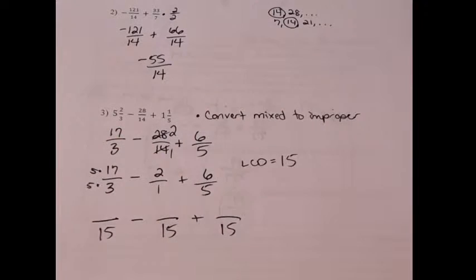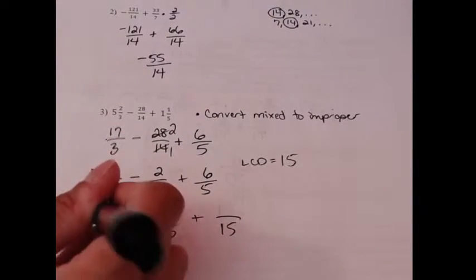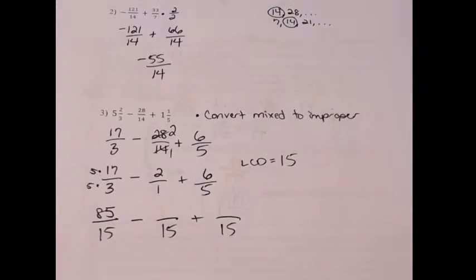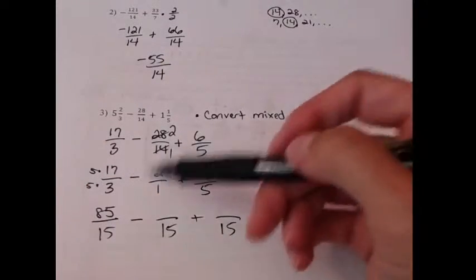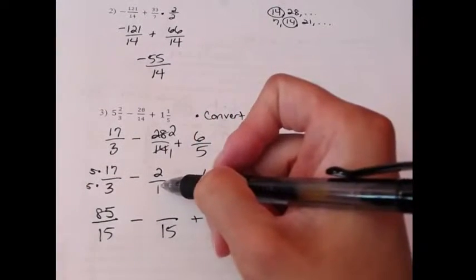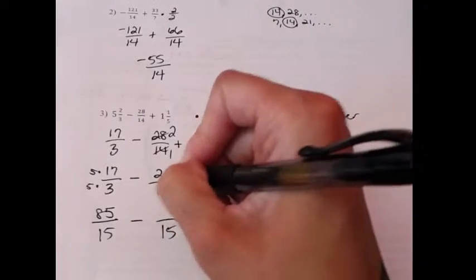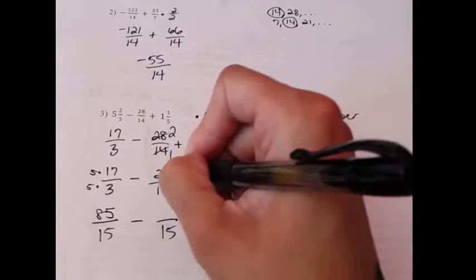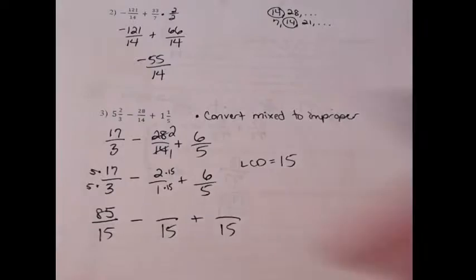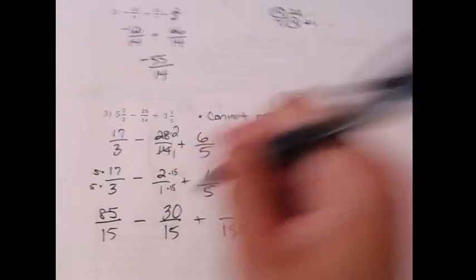So we have 5 times 17. Well, that gives me 85. Our second fraction, we need to turn this 1 into a 15. Well, we do that by multiplying by 15. What you do to the denominator, do to the numerator. 2 times 15, 30.